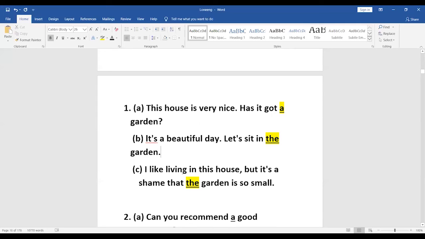Okay, I like living in this house, but it's a shame that the garden is too small. Well, in India, many of us don't even have gardens, so that's a poor plight. Okay, but then this particular person is complaining, and they're choosing to use the specific article, the garden, and they're also complaining, saying it's very small.